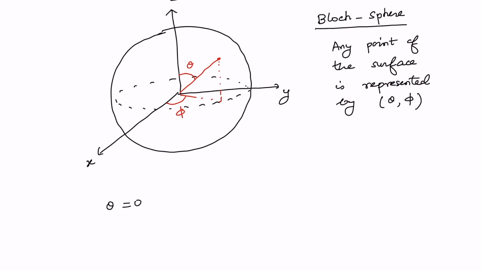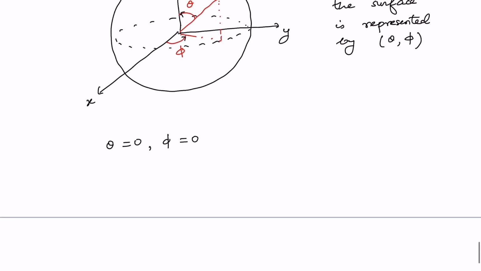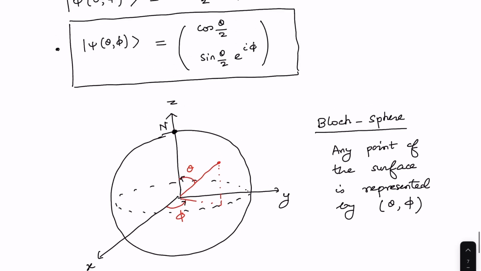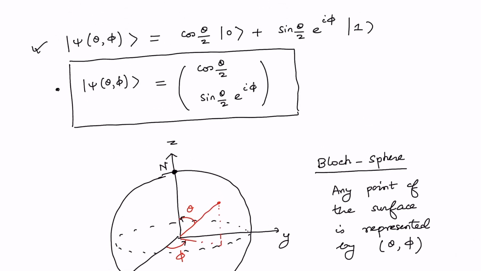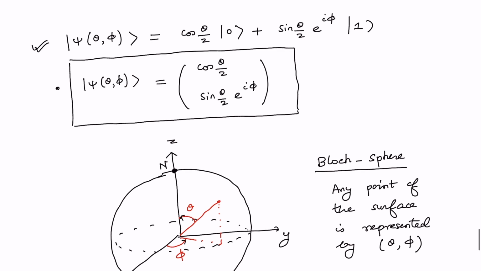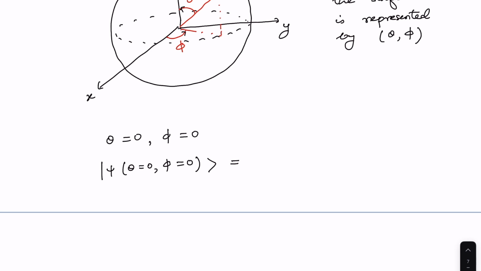Then now if I put theta is equal to 0 and say phi is equal to 0, which point is this going to represent? Theta is equal to 0, so this is your theta, this is phi, right? If theta is equal to 0 and phi is equal to 0, this simply represents the north pole of the sphere. In that case psi of theta equal to 0, phi equal to 0 is going to give me, again you look into this expression here, cos theta by 2 k0 plus sin theta by 2 e to the power i phi k1. This simply gives you cos theta.